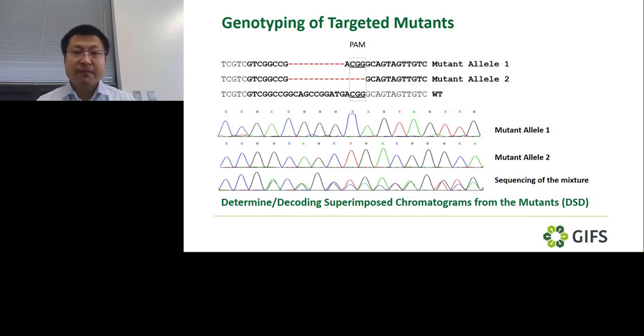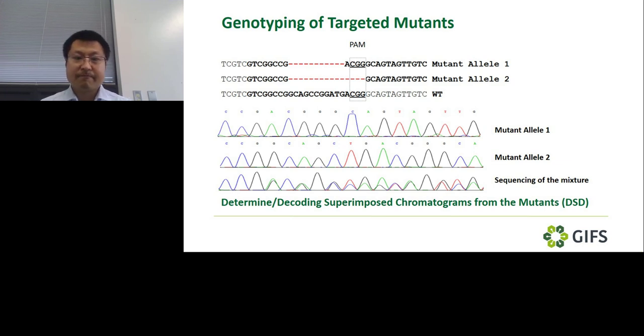When we want to amplify this target region and send it for Sanger sequencing, we got the chimeric chromatograms. Upstream of the mutation site, it's totally normal, with clear peaks, but downstream of the mutation area there are overlapped peaks. If you look clearly, they are the combination of mutant allele 1 and mutant allele 2.